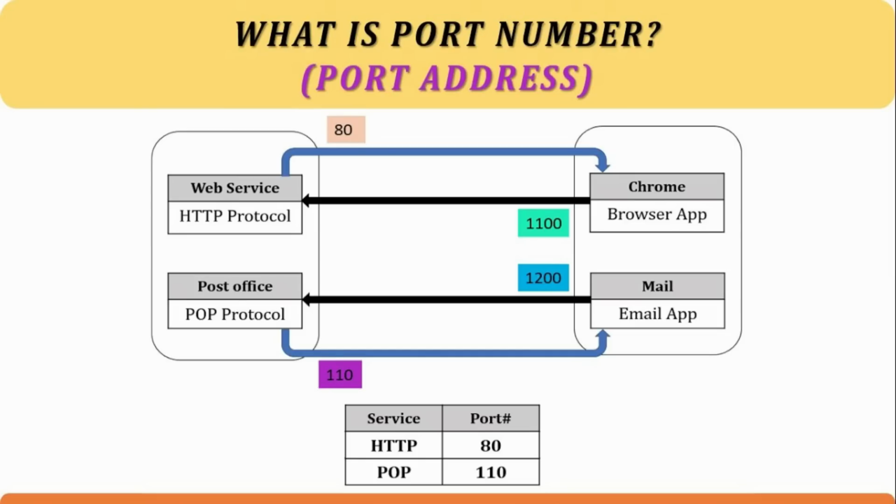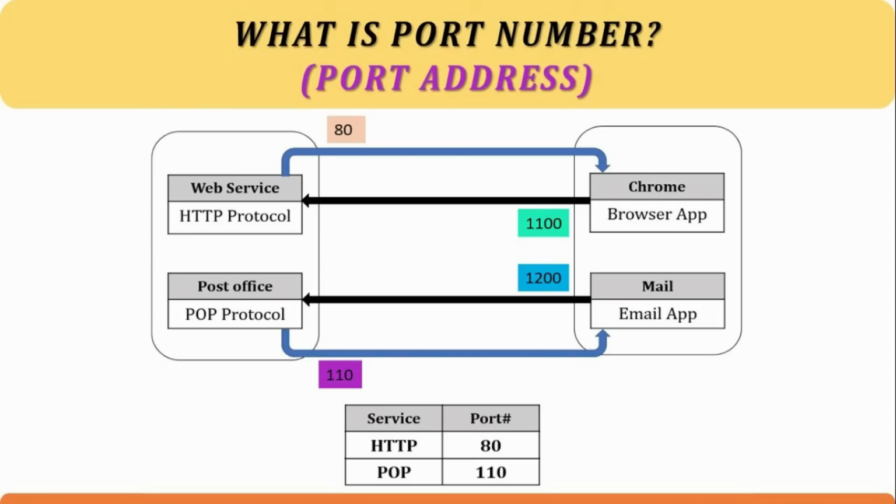An IP address identifies a device on the network, like a street address. A port number identifies the specified application or service running on the device, like a specified apartment number within the building. For example, when you access a website, your browser sends a request to the server's IP address and a specified port: port 80 for HTTP, or port 443 for HTTPS, which indicates secure web traffic.